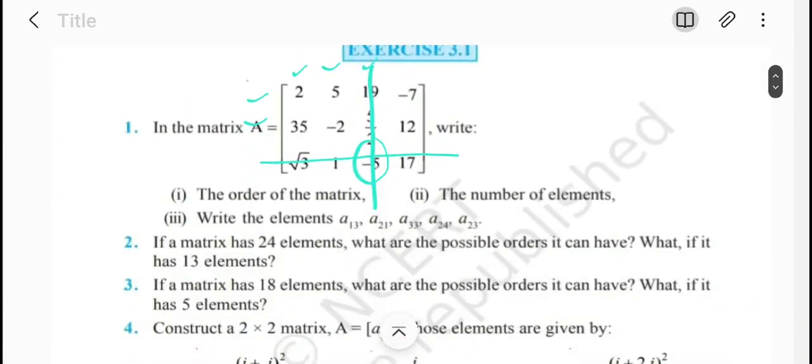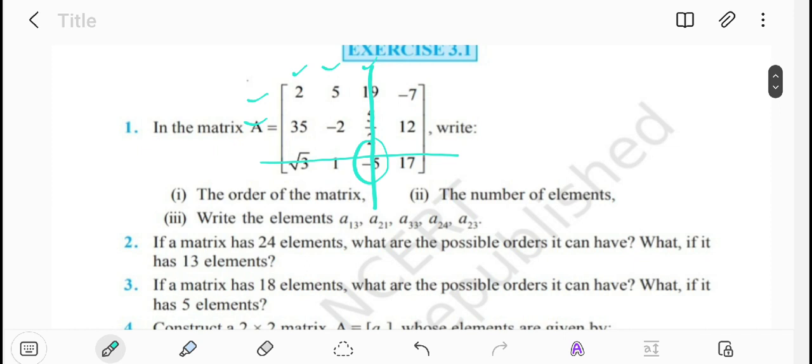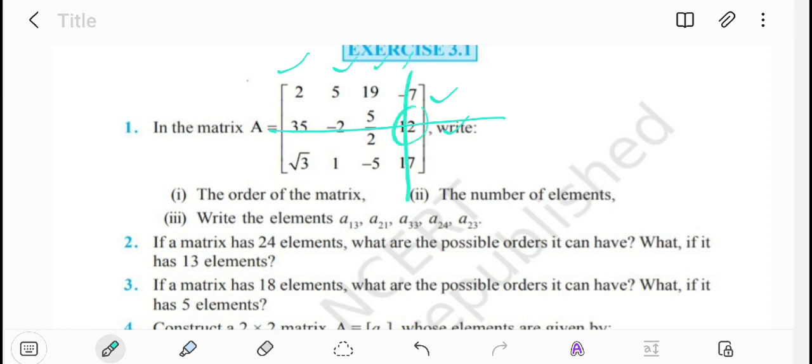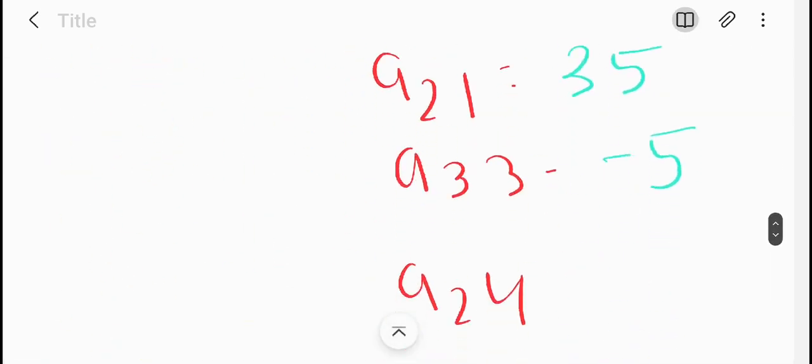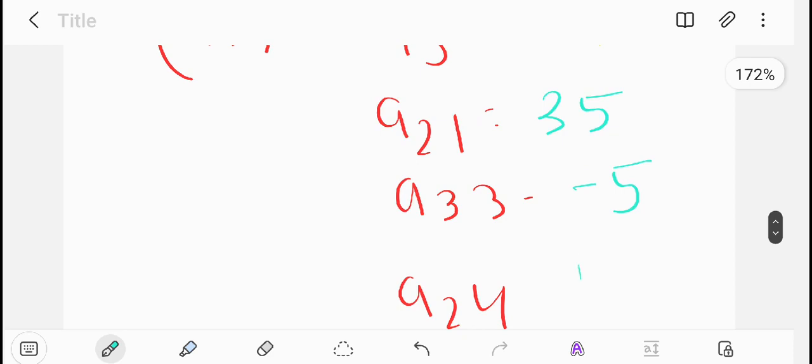Moving ahead, we next have to find the element A24. So A24 is basically the second row: first row, second row. This is the second row. The 4 means the fourth column: first column, second column, third column, fourth column. This is the fourth column, and 12 is the element. The two lines are crossing at A24. So what is the element A24? It is nothing but 12. Let me write here: A24 is 12.